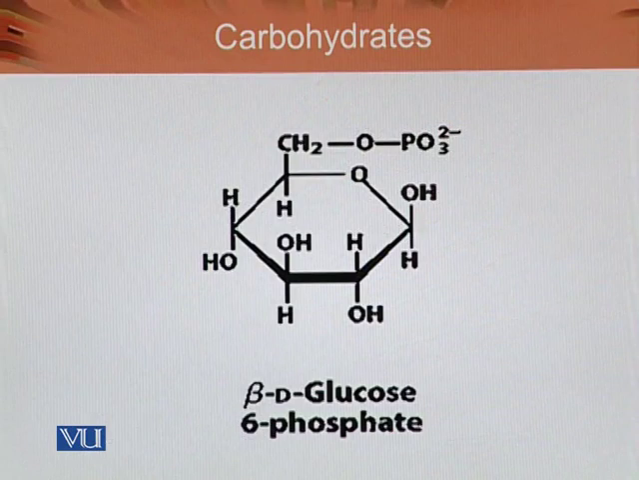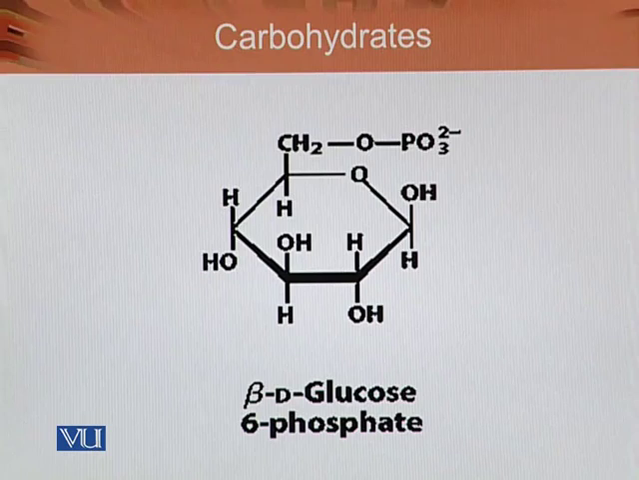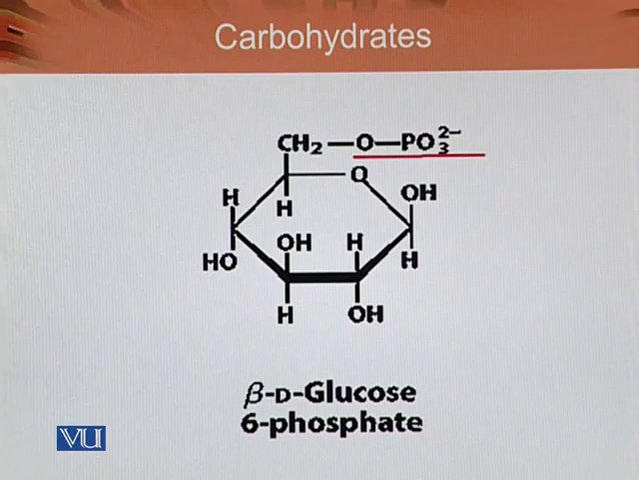This is the diagrammatic presentation of beta-D-glucose 6 phosphate. We can see in this diagram that the phosphate group is attached with an ether linkage to carbon atom number 6 of the glucose molecule in the cyclic structure.